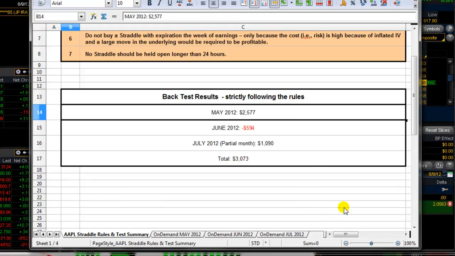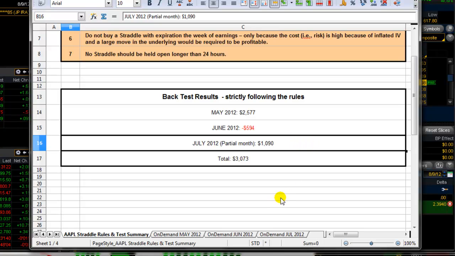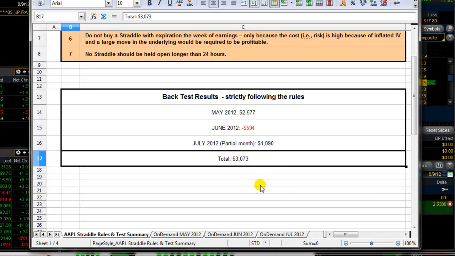May, $2,577 profit. June, minus $594 loss. And then July, because I only tested it up to the week before Apple's earnings announcement, made $1,090 for a grand total. And this isn't too bad. I mean, you have to admit, a grand total of $3,073 over an almost 3-month period. That's not bad, right? Not bad at all.